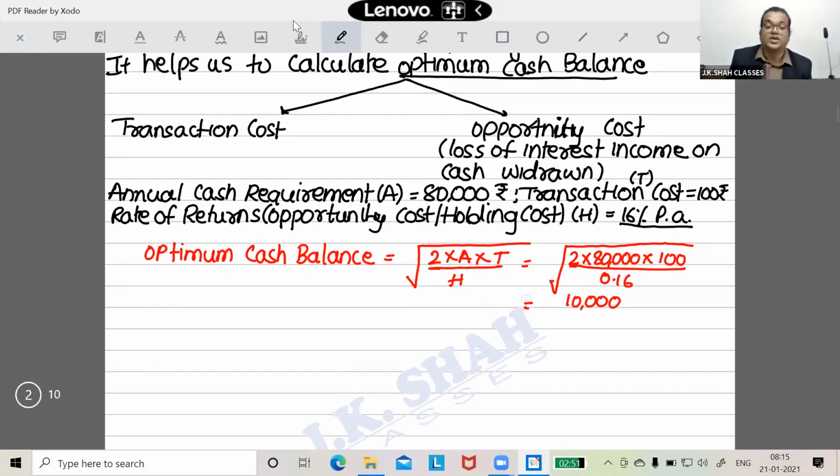Means according to Mr. William Jack Baumol, I should send the person and withdraw how much at a time? So I should withdraw 10,000 at a time. Did you understand the calculation according to Mr. Baumol's formula? I know I did not explain anything. So how, sir? How 10,000? So one simple explanation is always there.